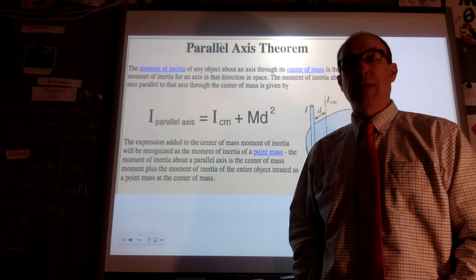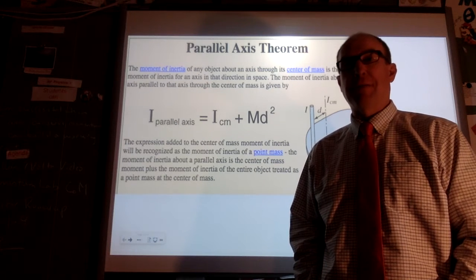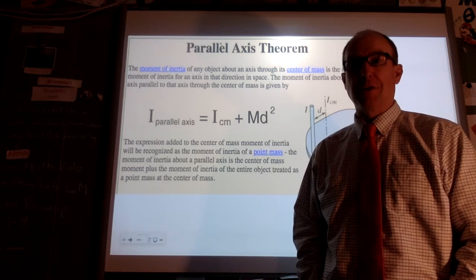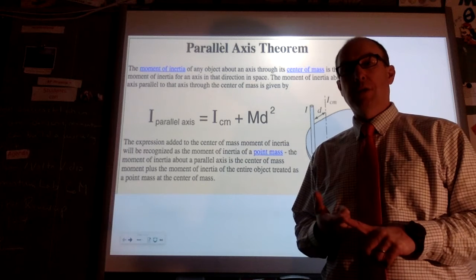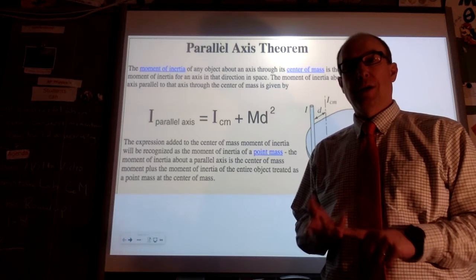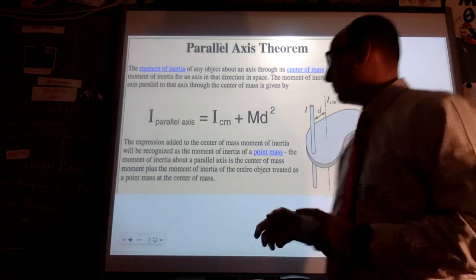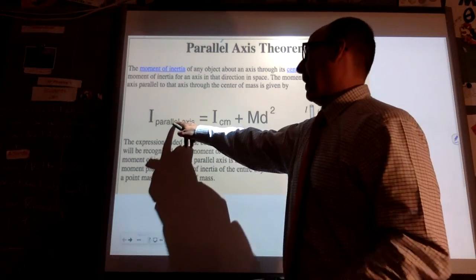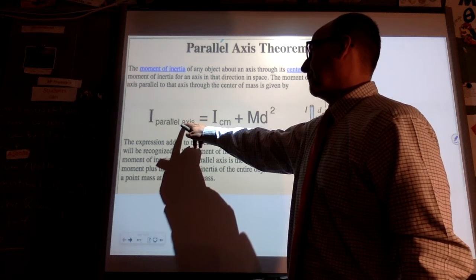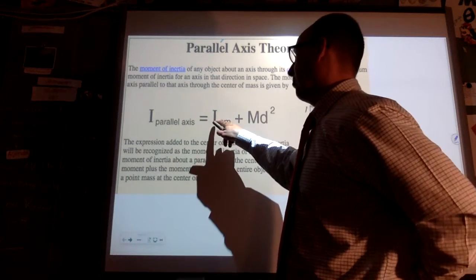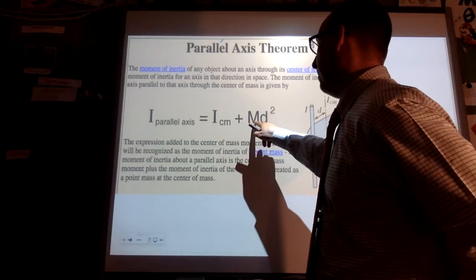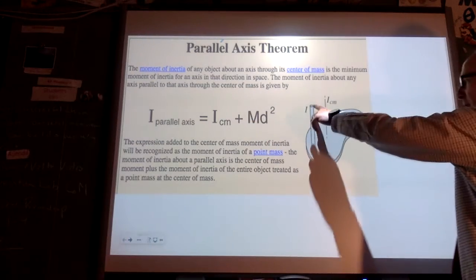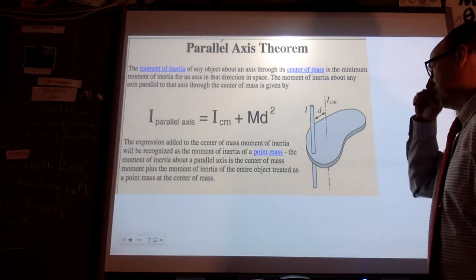You're going to do a whole lab that we do this with various different things. I'm going to do it for you guys for a hula hoop and a meter stick, and you're going to do it for a ruler, a billiard ball, and a disc. And what this says is that the parallel axis moment of inertia is going to be our original moment of inertia plus the mass times the distance that we shifted squared.